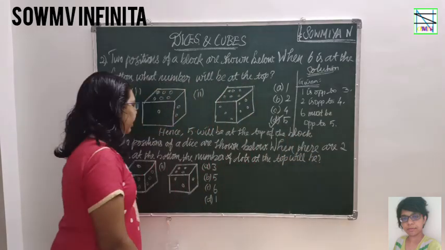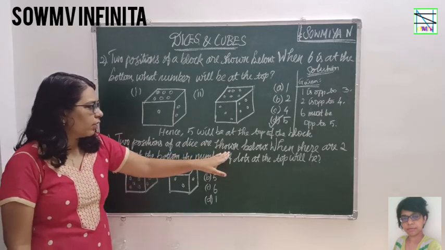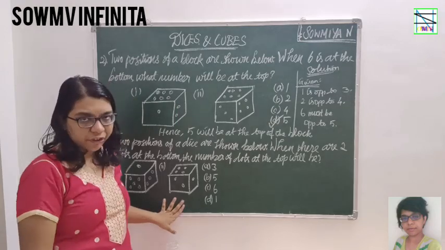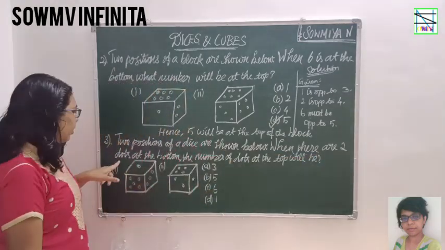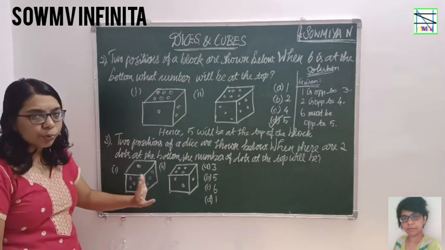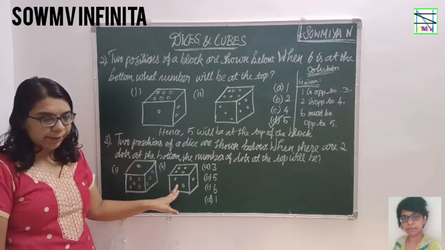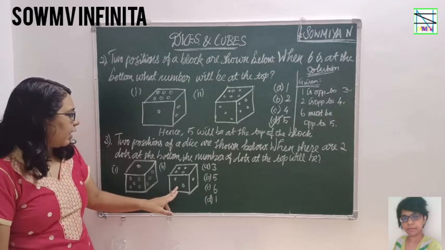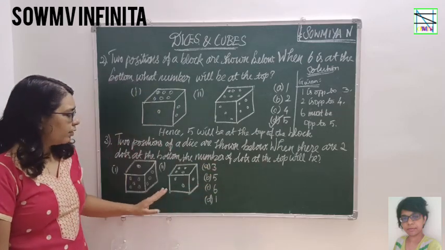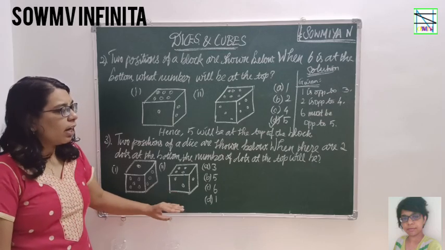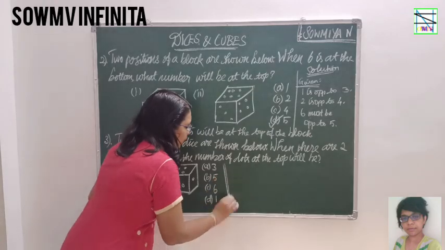The next problem is the third one. Two positions of a dice are shown below. When there are two dots at the bottom, the number of dots at the top will be what? Here two dots appear at the bottom. Okay, we can find it by using the three conditions.